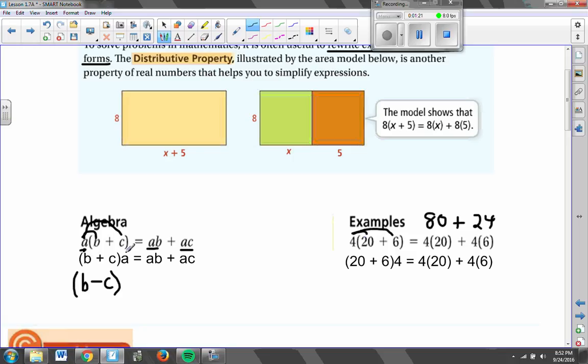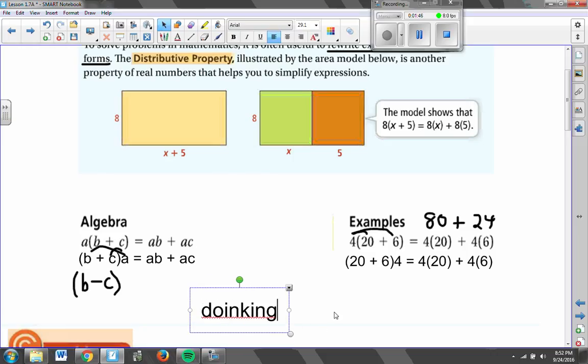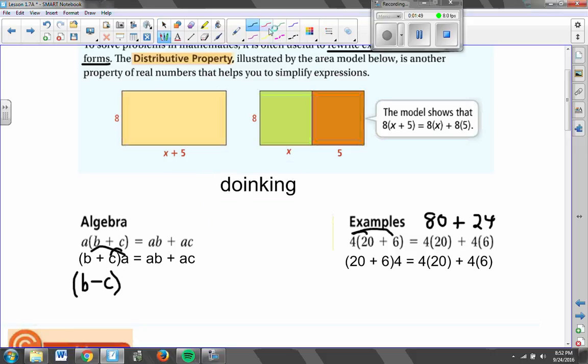Okay? It also works if you have a number multiplied after two numbers added together or subtracted together. So we can distribute backwards as well, a times b and a times c. This is a process that I call doinking sometimes, because that's what this reminds me of. Doinking, like when we do a times b plus c, doink, doink, a times b, a times c. I call it doinking. Okay.